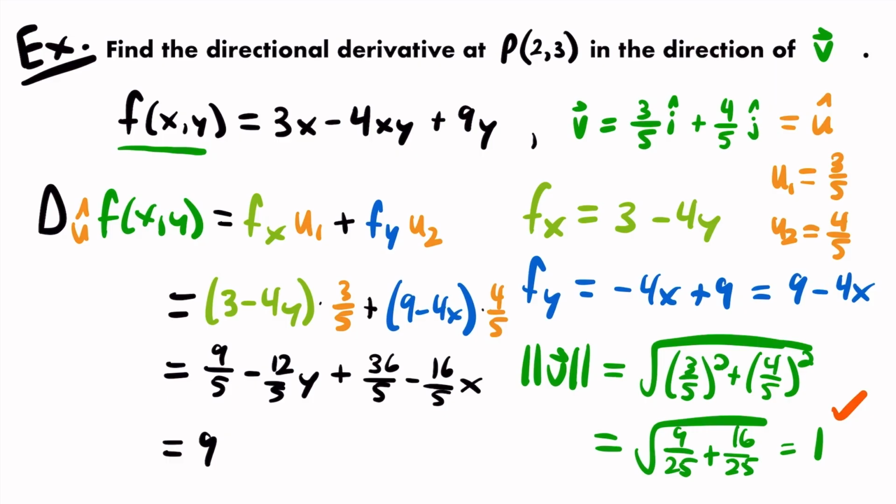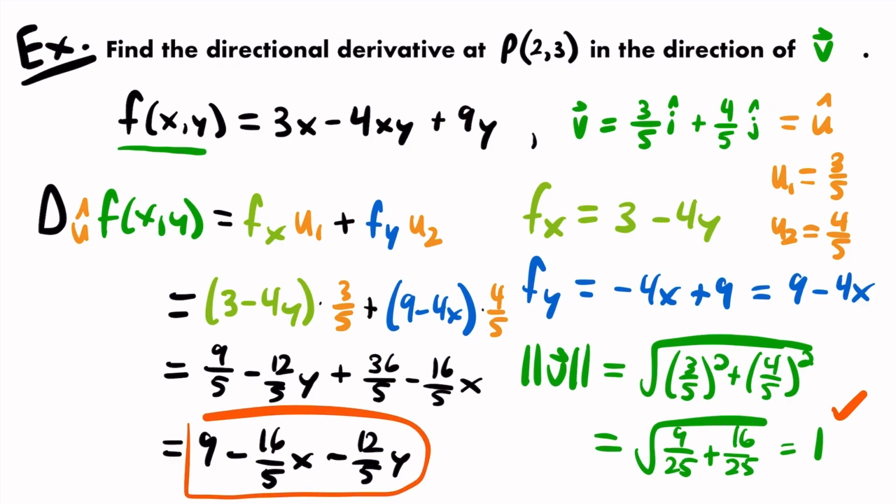So we have 9, and then I'll write down the x term and the y term. We have 9 minus 16 divided by 5 x minus 12 divided by 5 times y. And that right there is the directional derivative in terms of x and y. It is the equation that will give us the slope of the tangent line at any point on this surface in the direction of this vector.